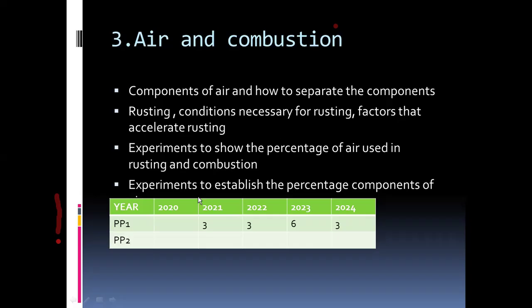Number two, the process of rusting, conditions necessary for rusting, factors that accelerate rusting. Those are three things. After knowing rusting, which are the conditions necessary for rusting and the factors that accelerate rusting, then the next one, experiment to show the percentage of air used in rusting and also in combustion. Then the last one is the experiment to establish the percentage of components of air.